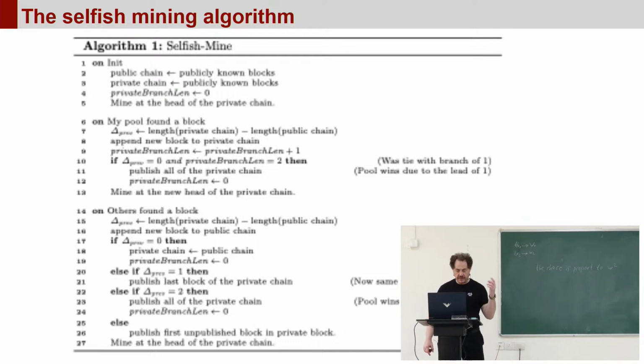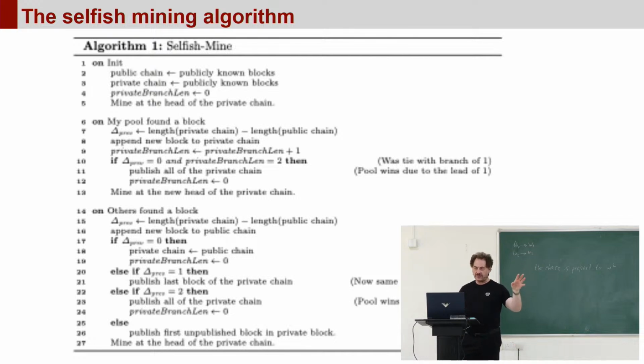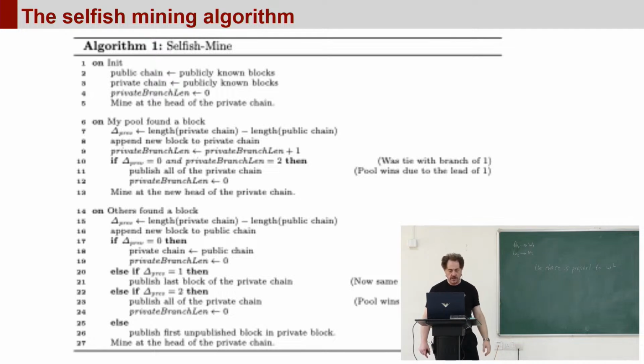Else means the delta was even bigger previously. I only publish the first, and now 1 block was found by the public chain. What do I do as a selfish miner? I publish the first unpublished block in the private chain. So that's the entire algorithm.